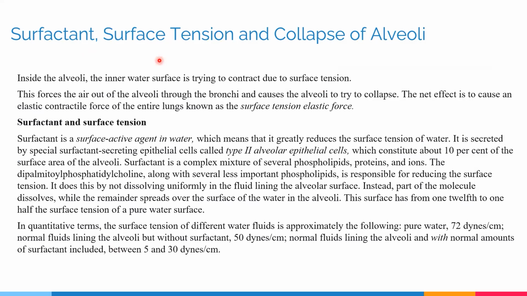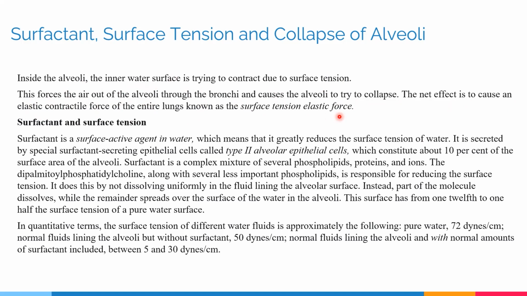So we are looking into surfactant, surface tension, and collapse of alveoli. As we know, the alveoli are wet from the inside, that is, they have a liquid surface or an inner water surface. Inside the alveoli, the inner water surface is trying to contract due to surface tension. This forces the air out of the alveoli through the bronchi and causes the alveoli to try to collapse. The net effect is to cause an elastic contractile force of the entire lung known as the surface tension elastic force.